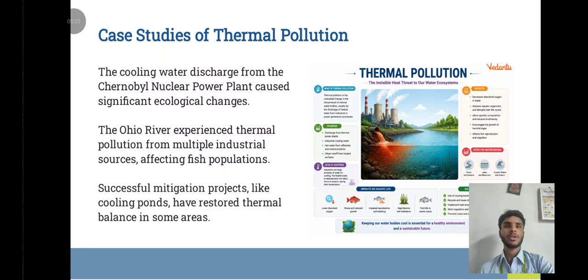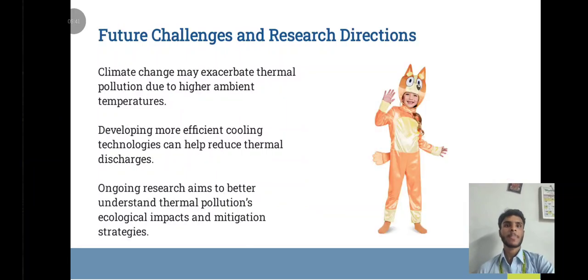Case study of thermal pollution. The cooling water discharged from the Chernobyl nuclear power plant caused significant ecological changes. The Hauksau River experienced thermal pollution from multiple industrial sources, affecting fish populations. Successful mitigation projects like cooling ponds have restored thermal balance in some areas.